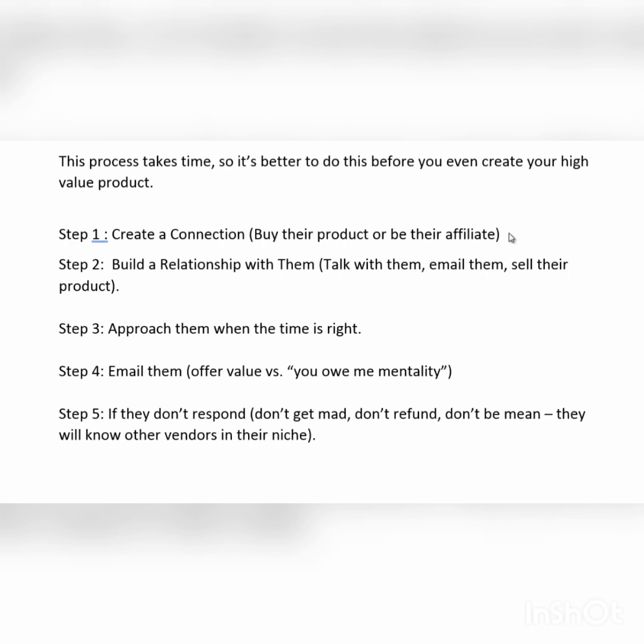So in this case, if we're going to do something on weight loss, specifically related to foods, then we want to find all the vendors that are not directly related to weight loss foods, but maybe they offer things like weight loss exercises, or things that are not directly in competition, so they would more likely say yes. So you can buy their product, or you can be their affiliate and promote their product, which we'll talk more about in the next video. So you've got to have that connection.